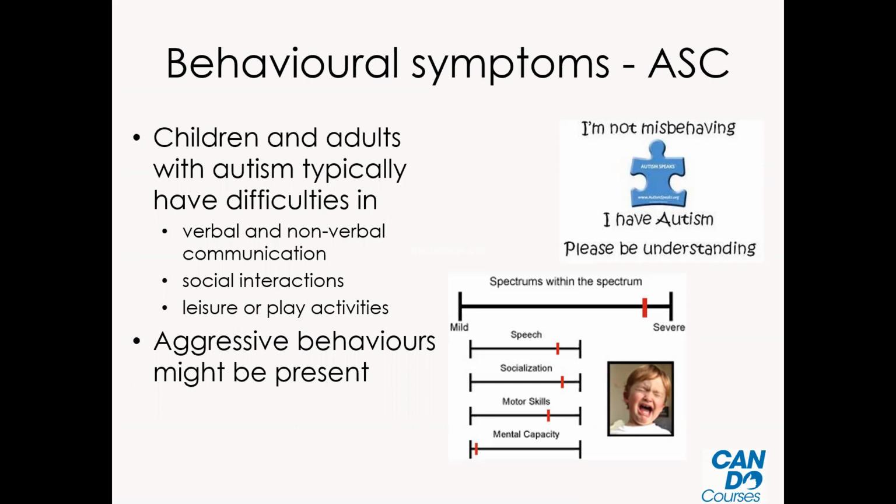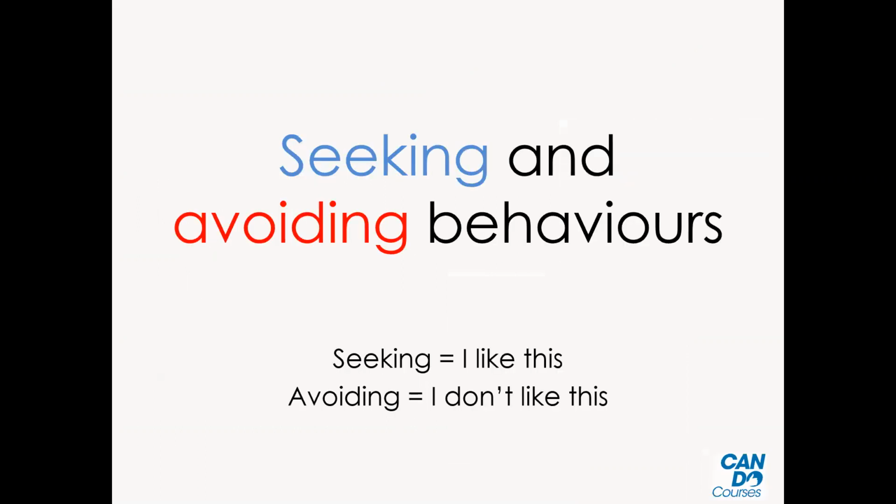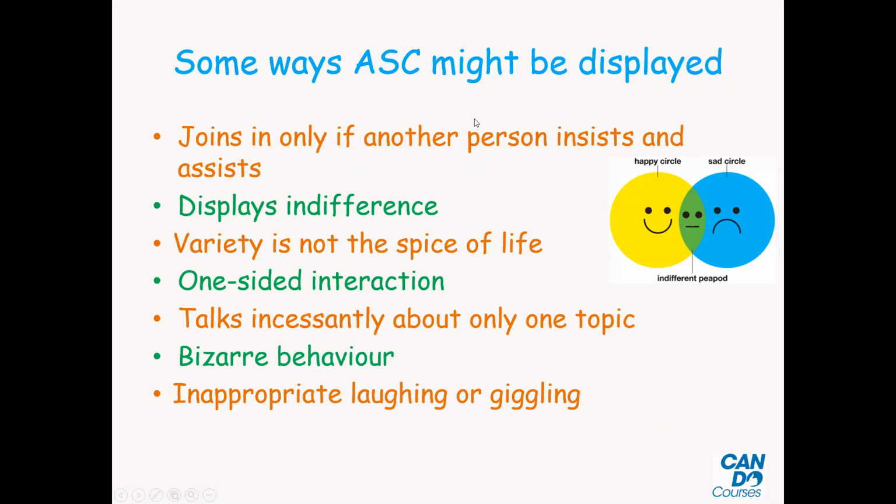What we have to understand is that everyone has a different seeking or avoiding need. Seeking is when I really like this, it makes me feel really good. And avoiding is when I really don't like this, I'm anxious, I'm upset, and I need to escape, literally. So what we need to recognise is what is causing the behaviour, whether it's someone seeking something or trying to avoid something. Some of the ways that autism might be displayed is joining in only if someone insists, which could be that they're avoiding that behaviour. They're indifferent to things. They don't want to be involved, and so they would avoid it.